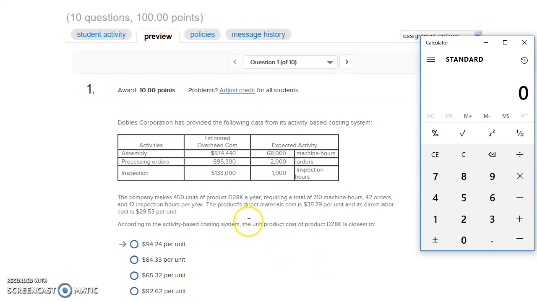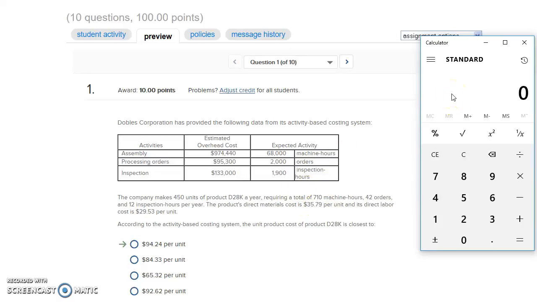We already have the direct material and we already have the direct labor. So all we need to figure out at this point is overhead. Our trifecta of costs, of course, is direct labor, direct materials, and overhead. Our cost drivers are these three: the assembly, the processing, and the inspection. So we're going to figure out what our cost is per activity, and then we're going to multiply it by how many activities we have.